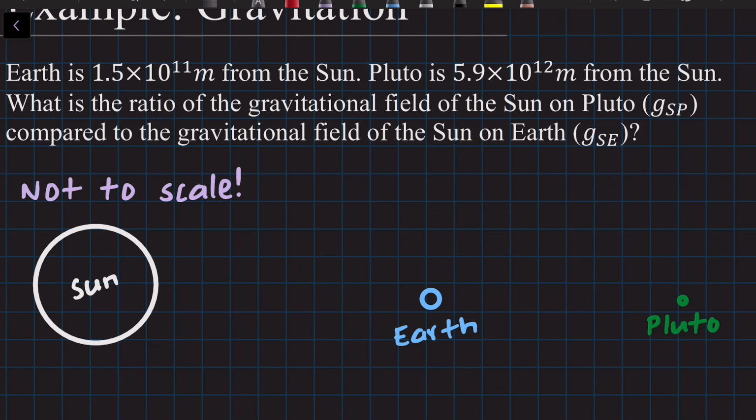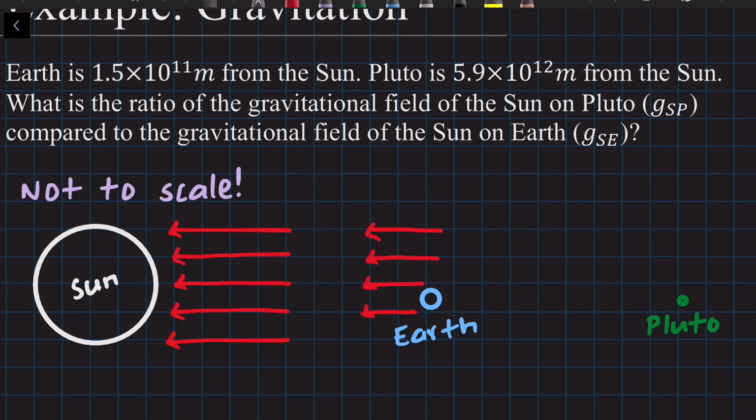And we can know that the gravitational field closer to the sun will be greater. So for instance, Mercury would feel a greater gravitational field because of the sun than the Earth. So now over here with the Earth is going to be a little smaller. And then where Pluto is going to be even smaller. So we can safely assume that the answer we get, the ratio, is going to be a small number. Okay? A small number.